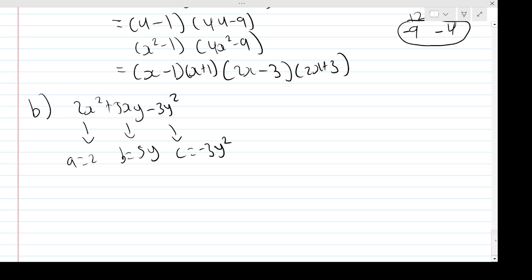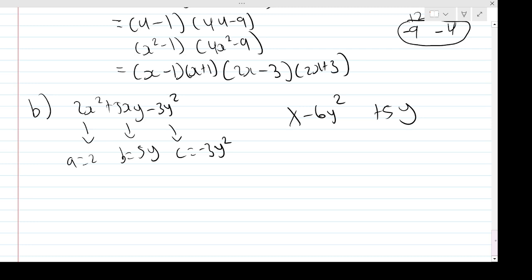It has a number of 2 in front. So we need to adjust. So instead of looking at numbers that times to give minus 3y squared, we need to times by 2. So the 2 times minus 3y squared will be minus 6y squared. And we need to add to give 5y. So we need numbers that add to give 5y and times to give minus 6y squared.